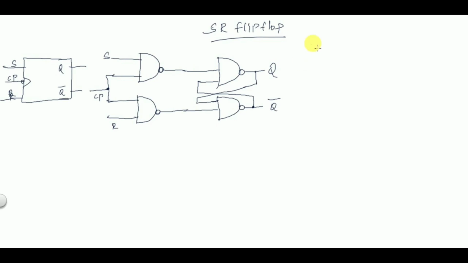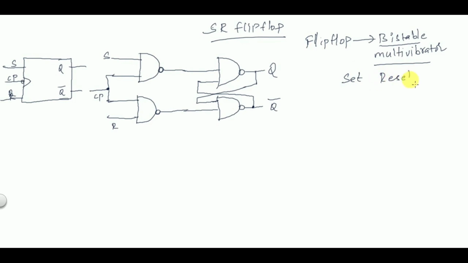So we know that a flip-flop is a bistable multi-vibrator, because it has two stable states, that is, it can store either 0 or 1. That is why it is called a bistable multi-vibrator. SR in SR flip-flop stands for set and reset. Set means making the output equal to 1. Reset means making the output equal to 0.